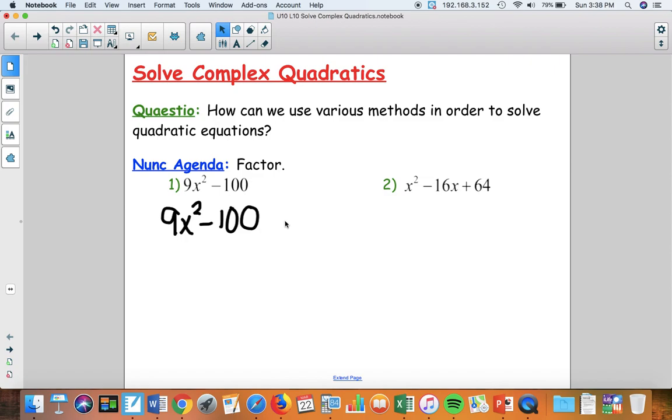First, you should always check for GCF, but we don't have a GCF here. We have two terms, and we have a subtraction sign in the middle. When we have that, the method that we have to use is DOPS. So to use DOPS, you set up two sets of parentheses. You have a plus in one and a minus in the other. To figure out what goes inside, you have to take the square root of both terms.